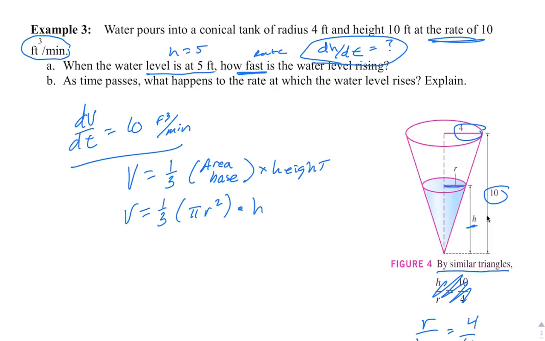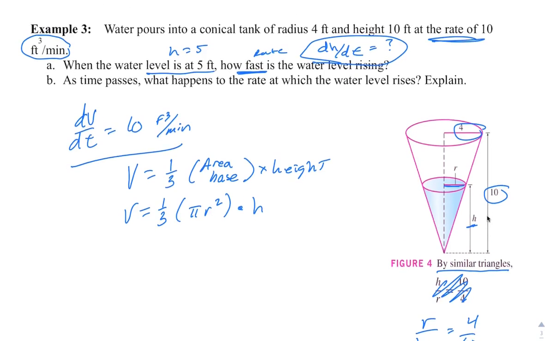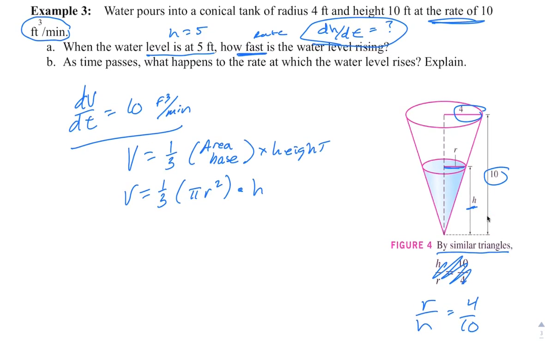All right, so I set it up. The whole point is to get rid of that r. I can't have the r. So I'm going to solve for r here so I can sub it in. We're going to use similar triangles to solve for r so I can get rid of it. I can plug it into there and I'll have all h's, which is what I want.